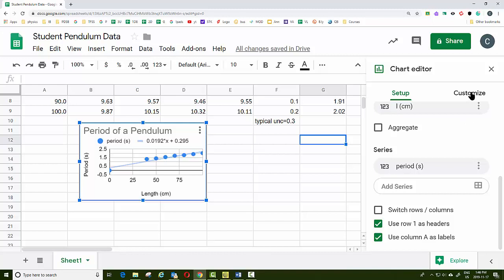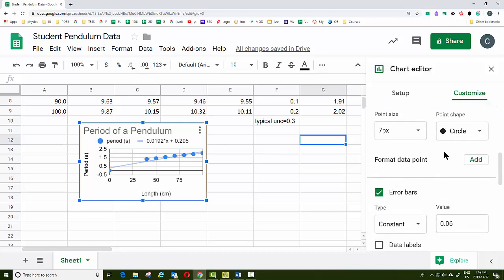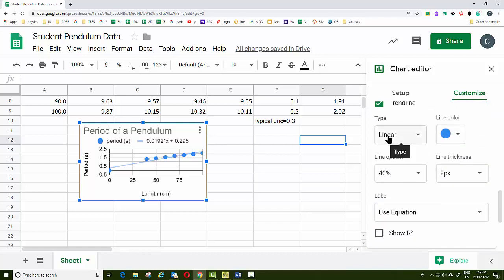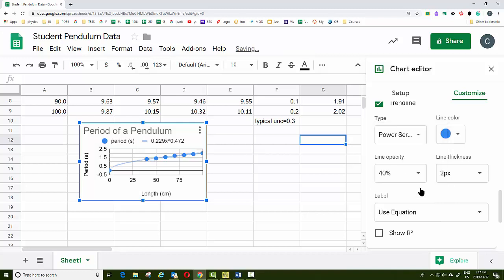So I'll bring up the chart editor again, customize, and series. And instead of doing a linear fit, turns out this is supposed to be a kind of a square root. Square root is an example of a power function. Power functions are like x to the 1, x to the 2. In the case of a pendulum, the period is supposed to go as the square root of the length, so the power is really 1/2. A square root is the same thing as a power 1/2. So, and you'll notice here in that best fit, the exponent came out to be very close to 0.5.